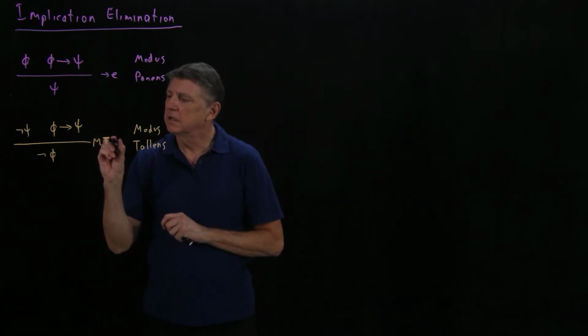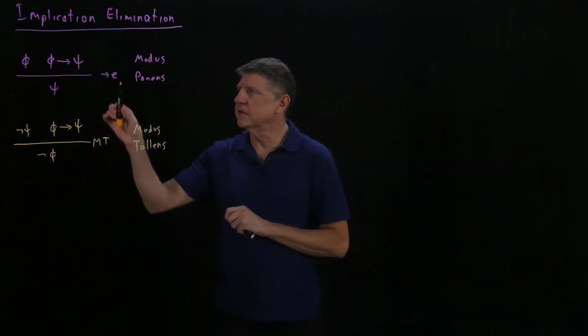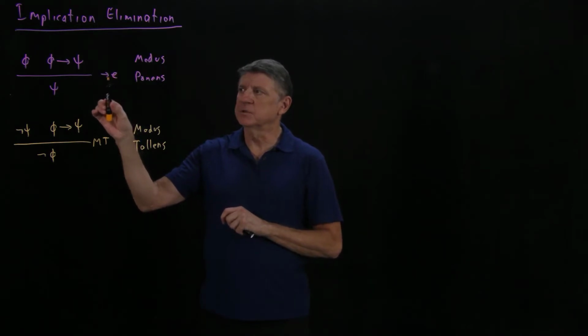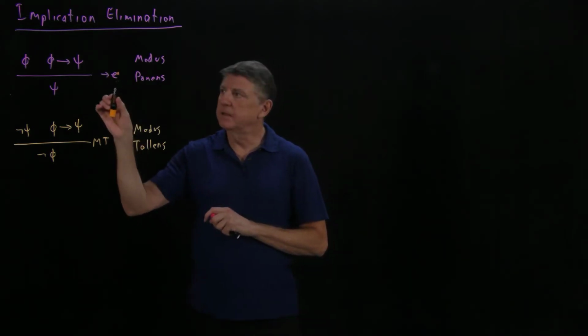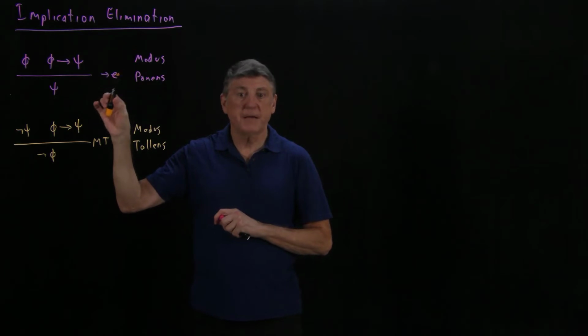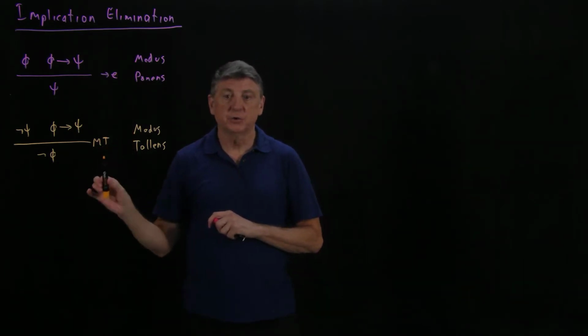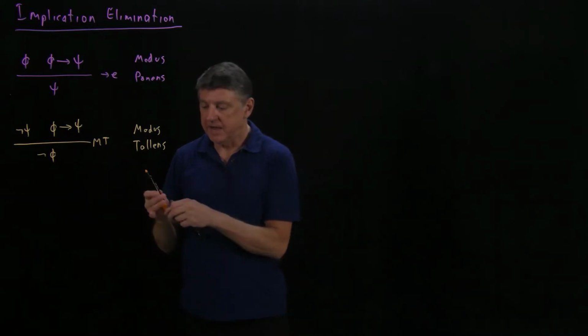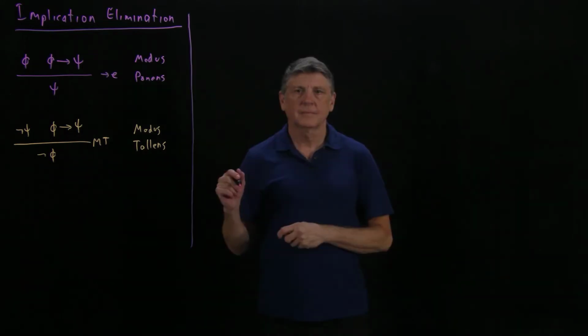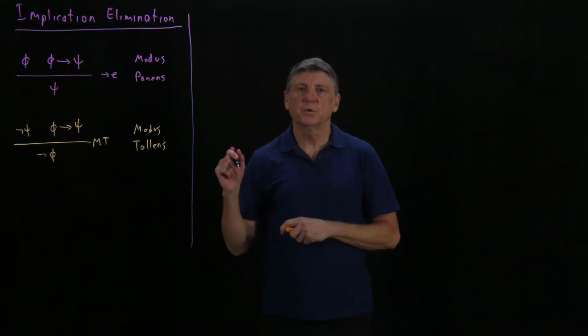And in our form of natural deduction, whenever we have symbols, that usually means that this is a basic rule of deduction. And when we have letters, that usually means that we have a derived rule. Let's try using modus ponens in a proof.